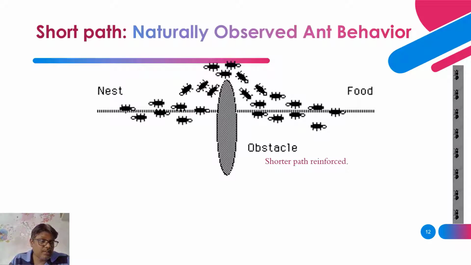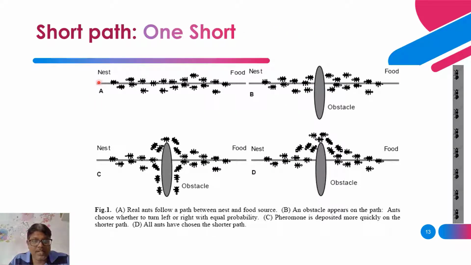To put it in a single shot, you can see in the first picture everything is lined up. Real ants follow a path between the nest and food source this way. An obstacle appears on the path. You can see here the ants choose whether to turn left or right with equal probability: 50 up, 50 down. N by 2 ants go upward, and n by 2 ants go downward. The pheromone is deposited more quickly on the shorter path, and based on this pheromone, the ants find the shortest path and then choose the shortest path like this.